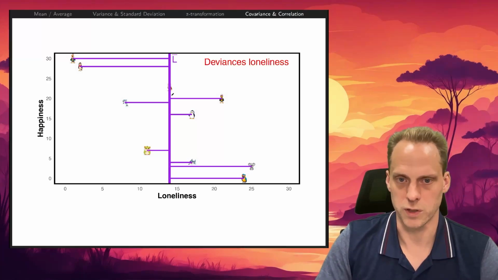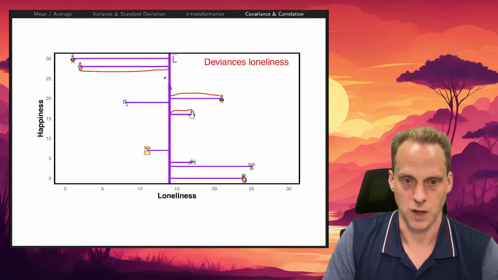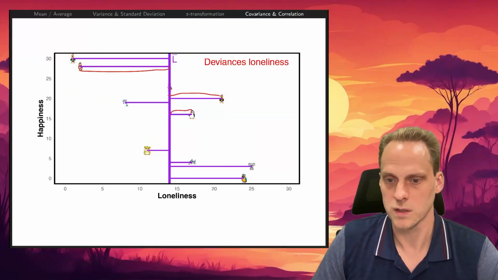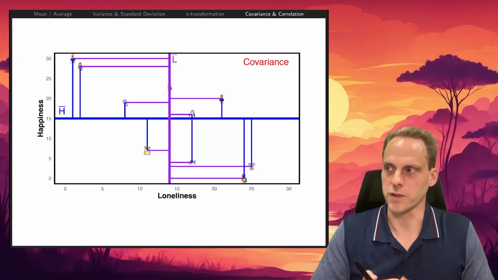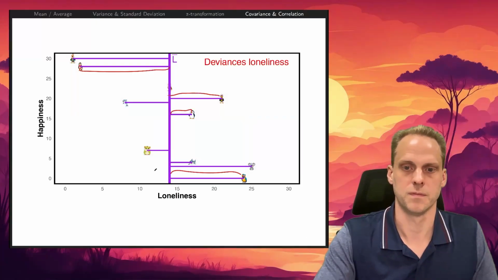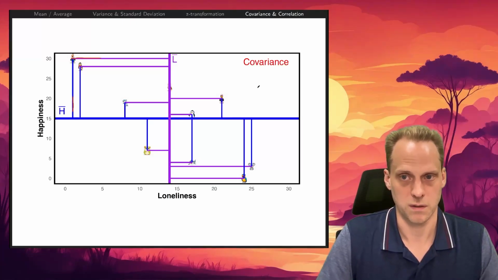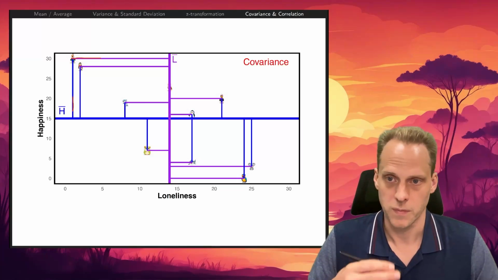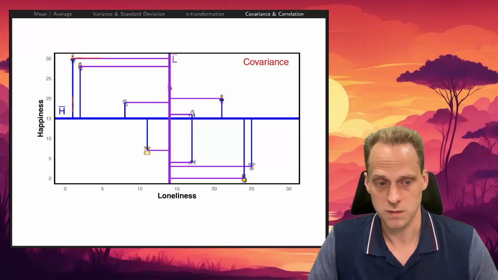And for loneliness, we can also look at these distances from the mean, right? How far away are these from the mean? In this case, we had this very sad parrot. He was very unhappy, but also very lonely, so there's a very big deviance here from the mean. Then the covariance is really just these deviances multiplied with each other. We multiply these with that, we sum them, then we divide by n minus 1, and the correlation we get by also dividing by the product of the standard deviations.